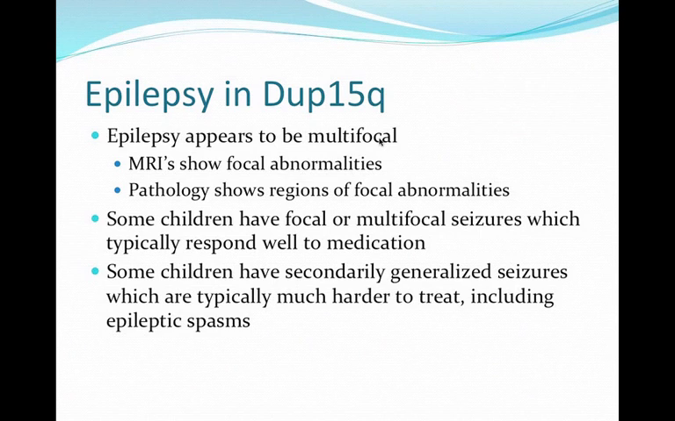is that we really have almost two populations of kids with seizures in Dup15. We have the ones where the seizures either stay focal or multifocal, so you get the real mild, easier to treat seizures, just some staring spells, maybe some facial twitching, really not that hard to treat usually. And then you have the kids where they secondarily generalize, and then you get the really tough to treat seizures like tonic seizures, spasms, the really tricky ones.